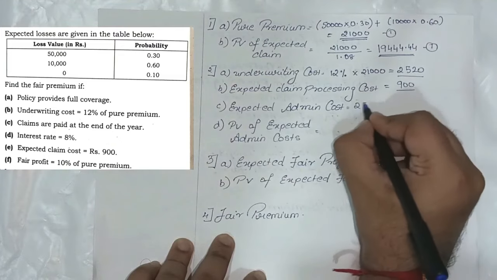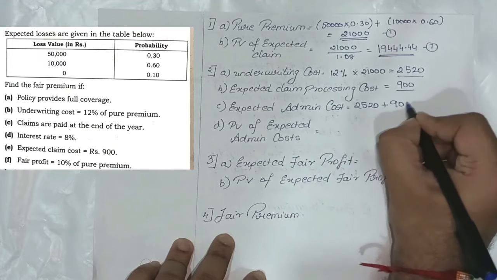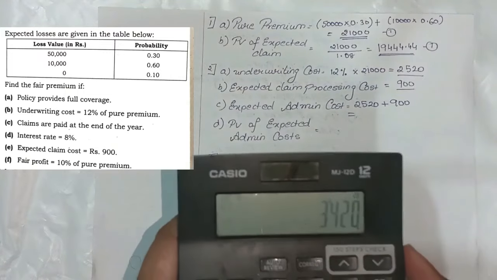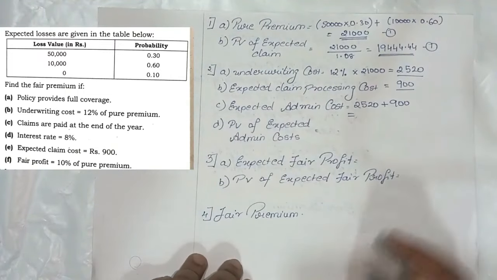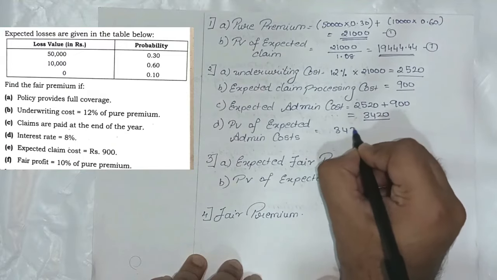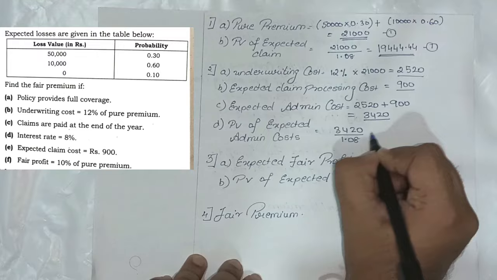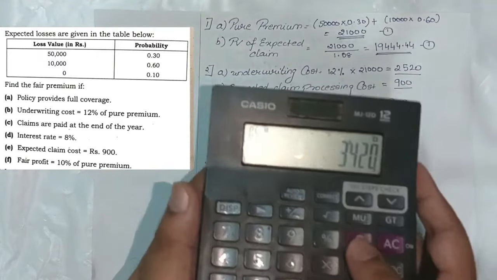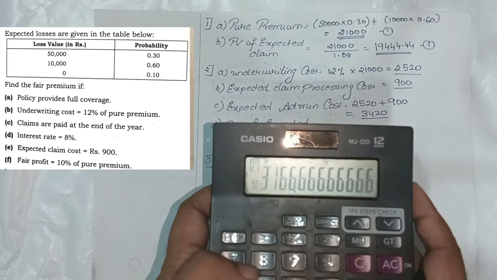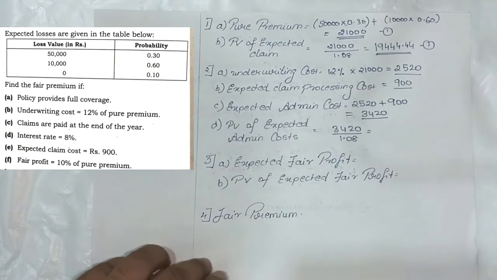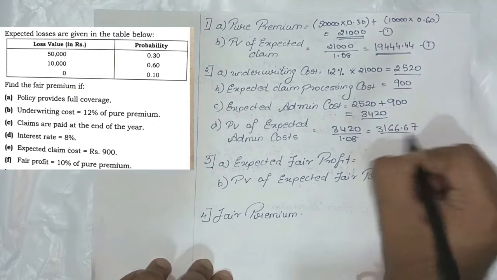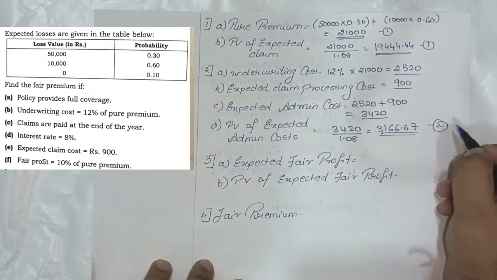So expected admin is 2520 plus 900, which comes up to 3420. Now for 3420, we need to find the PV cost of that. 3420 divided by 1.08. On the calculator, it comes to 3,166.666, so we'll take it as 3,166.67. Okay, that's our second PV.